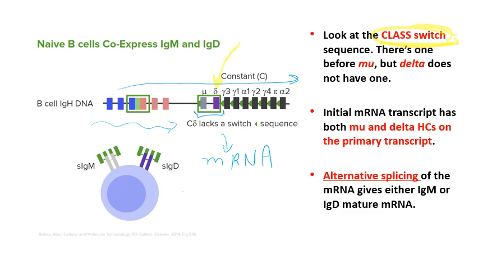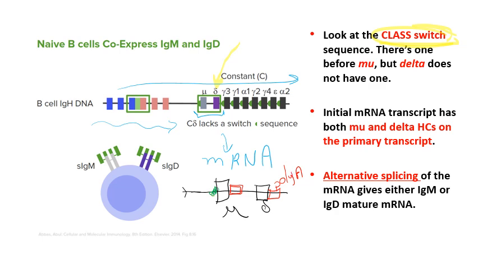Okay, so let's put here, this is like the end of your RNA here. So here you're going to have your class switch, okay, class switch right there. So here you're going to have your mu, and then after that here you're going to have a poly A sequence, okay, and then you're going to have here your delta, and after the delta you're going to have a poly A sequence.